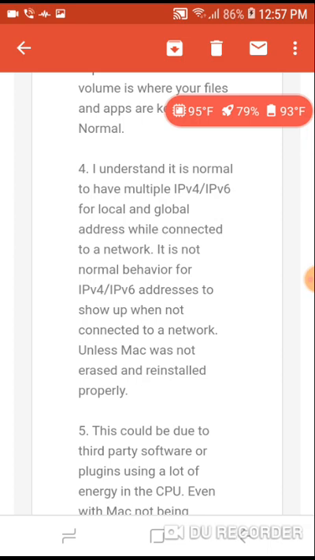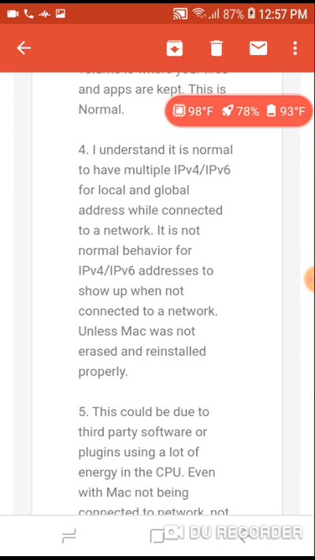Okay. But I did see that Carlos, I think he knows a little more about that than I did, and he mentioned that it was not normal. Like he was saying, yes, it is not normal behavior for an IPv4 slash IPv6 address to show up when not connected to a network unless the Mac was not erased and reinstalled properly.